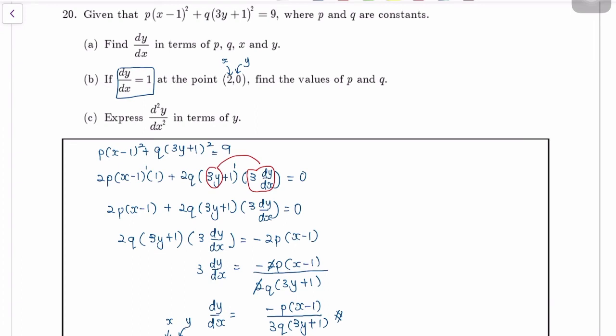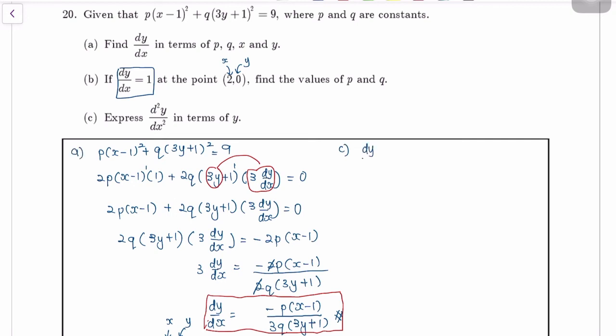Okay, question C. Express d2y over dx square in terms of y. So maksudnya kita kena cari second order derivative, ataupun sebenarnya kita kena differentiate lagi sekali lah dy dx kita. So sekarang ni kita tengok balik dy dx kita. So this is our dy dx from question A, tapi in terms of p and q. Tapi kita dah ada kan nilai p and q. So masukkan je lah.